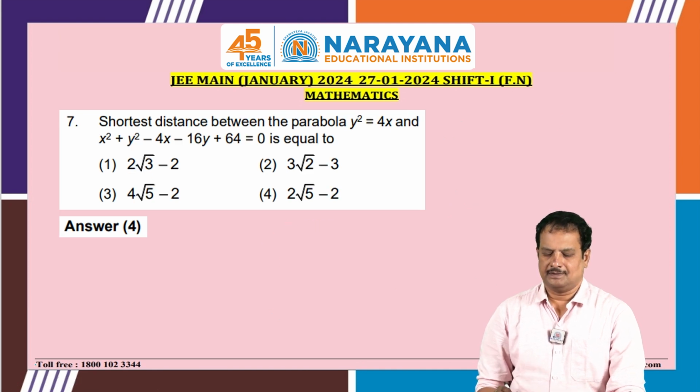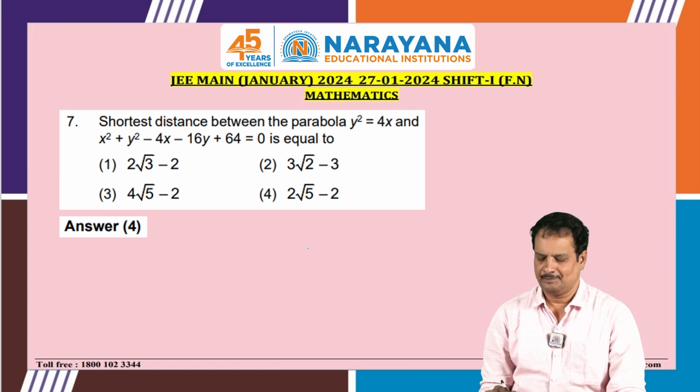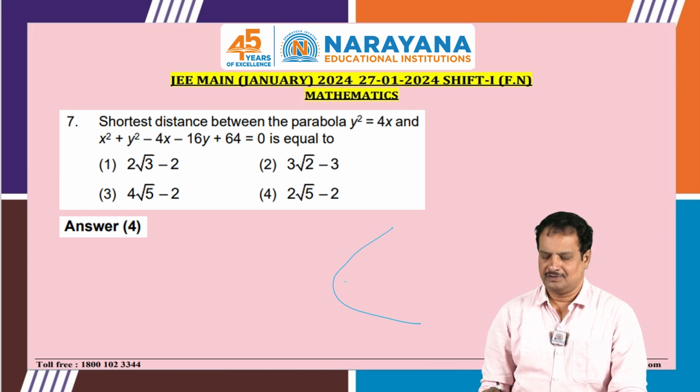So according to this one, shortest distance between the parabola and the circle. What is the shortest distance between the circle and the parabola? Suppose this is not to scale, of course, and here we have the parabola y square equal to 4x. The vertex of this one is 0, comma 0. Maybe the circle is somewhere here, for example. Of course, it is not to scale.